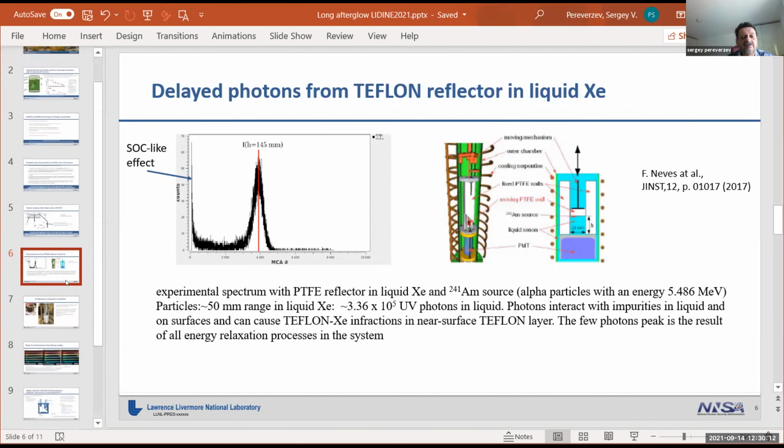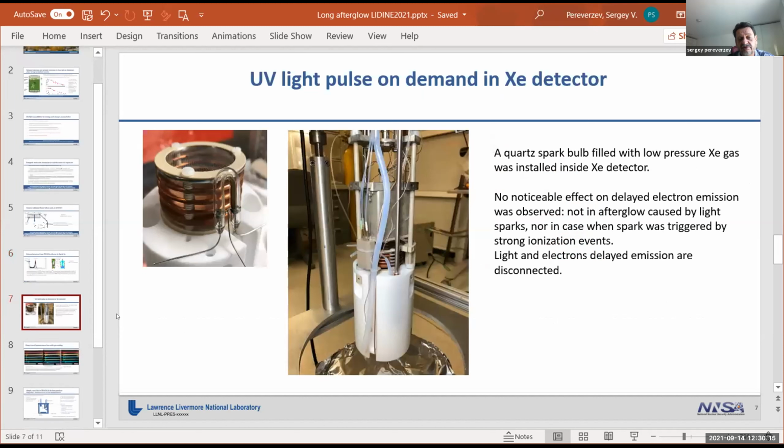So we also see some effects in the small xenon detectors. In one recent experiment, we tried to put in a xenon flashlight. This is the field cage of our detector, and this is the xenon flashlight. It has quartz glass and about 5 Torr xenon gas inside, and this is the flashlight installed in the detector. It's sitting inside this collimator. It has slots parallel to the field shaping rings.